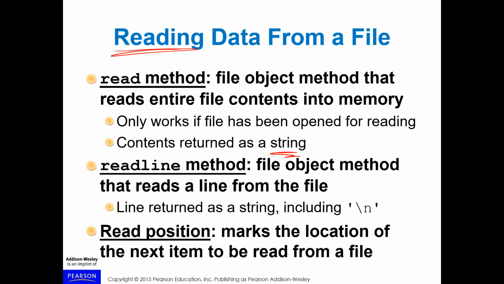There's also the readline method, the file object method that reads a line from the text file. The line is returned as a string, including the newline character. The newline character is something that tells the program to move to the next line, like an enter. We'll see how that works. Don't worry about it right now. This can only make sense as we start writing the code. And the object usually handles the read position, which marks the location of the next item to be read from a file.